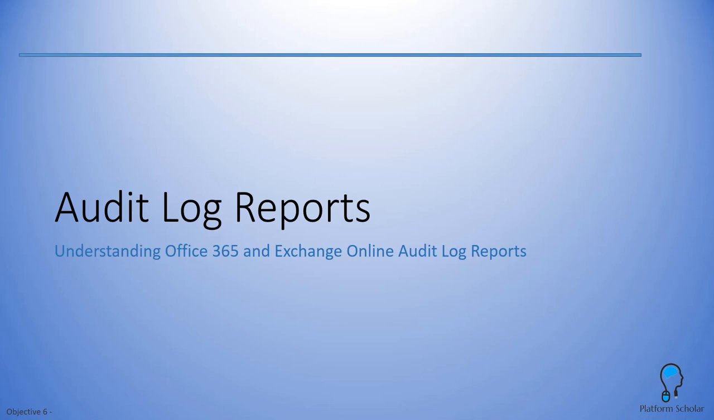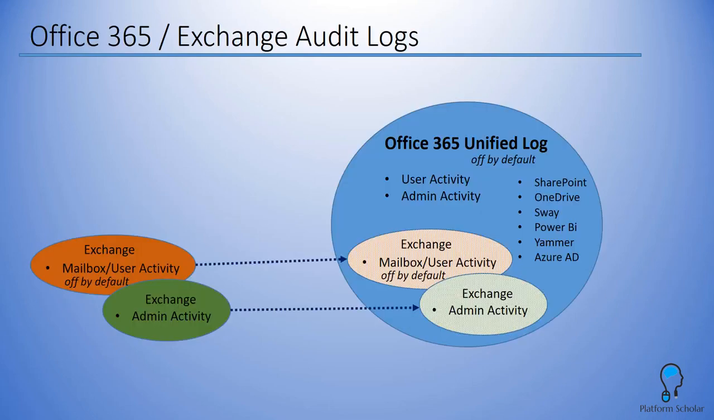Audit log reports. The most important thing to understand about the audit logs in Office 365 is how many there are and how they're related. Audit logs track activity for each of the Office 365 services, and these activities can be categorized as either user activity or admin activity. Now, in the case of Exchange, the user activity is replaced with mailbox activity, since there could be mailboxes that don't belong to a user or that need to be tracked independently of a user.